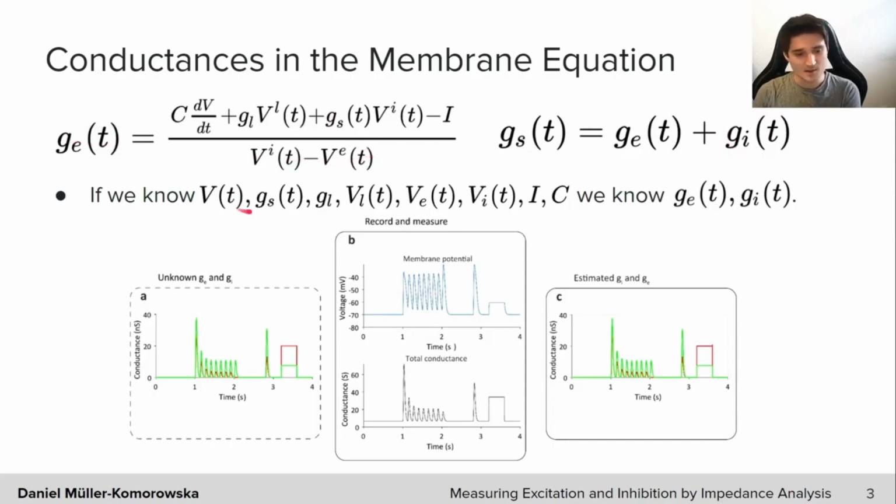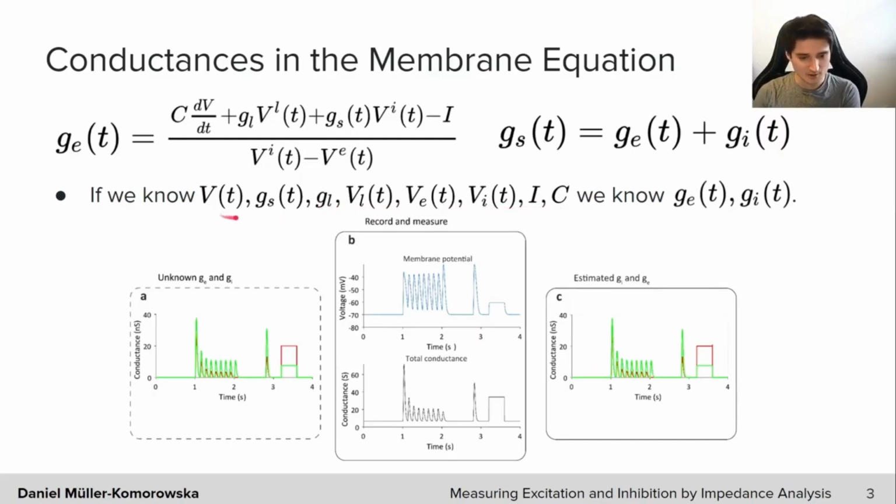So this means if we know the voltage at time t, the total conductance at time t, the leak conductance, the difference between the voltage at time t and the equilibrium potential of the leak conductance, the excitatory conductance and the inhibitory conductance, the current we are injecting during current clamp, and finally the membrane capacitance of the cell, if we know all of these, we also know Ge and Gi. So most of the things on the right here are pretty easy to measure during a standard current clamp recording.